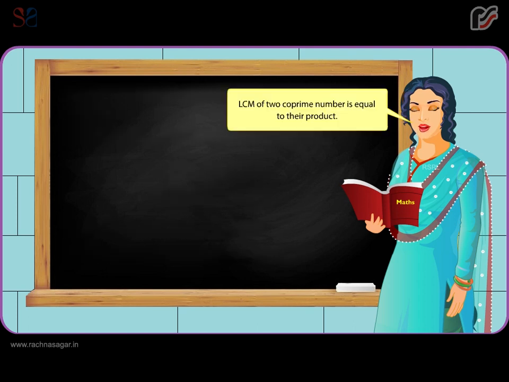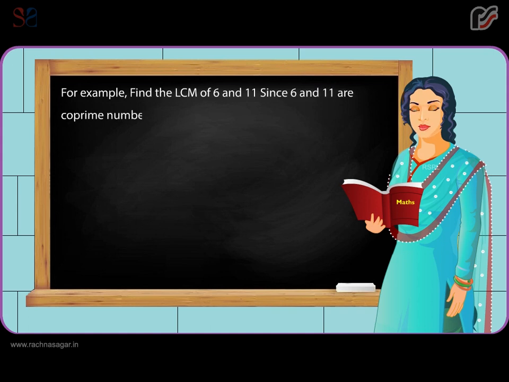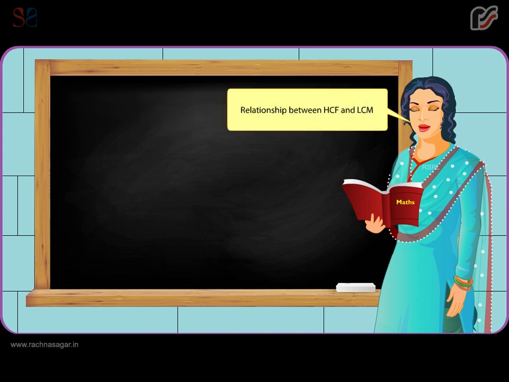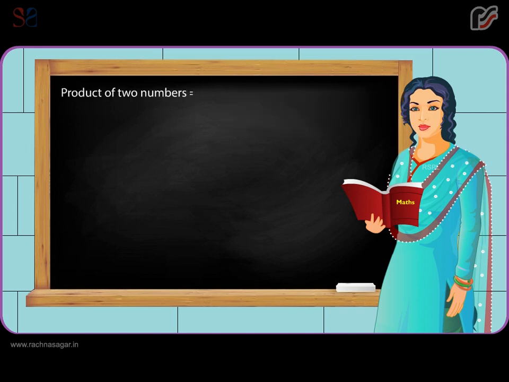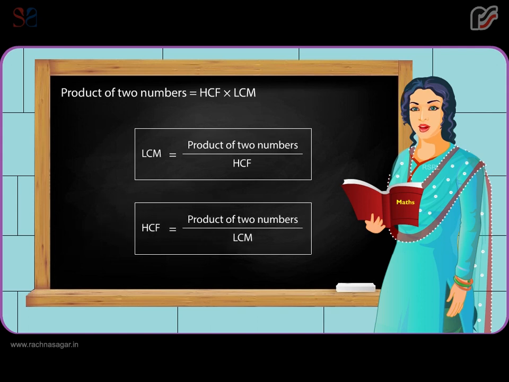LCM of two co-prime numbers is equal to their product. For example, find the LCM of 6 and 11. Since 6 and 11 are co-prime numbers, therefore, LCM of 6 and 11 is equal to 6 into 11 is equal to 66. Relationship between HCF and LCM. Product of two numbers is equal to HCF into LCM. LCM is equal to product of two numbers divided by their HCF. HCF is equal to product of two numbers divided by their LCM.